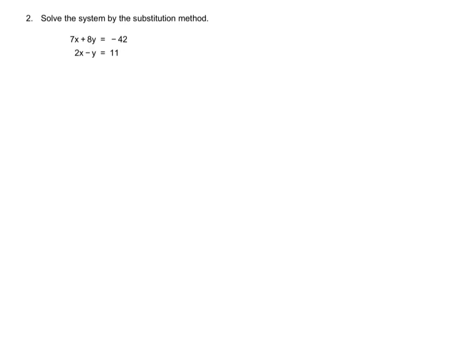To use the substitution method, I'm going to take one equation and solve for a variable in terms of the other variable. So we can choose whatever equation we want. I'm going to choose the second equation and I'm going to solve for y. So 2x minus y equals 11.